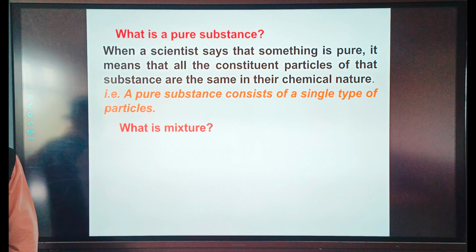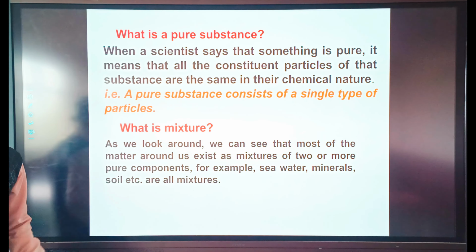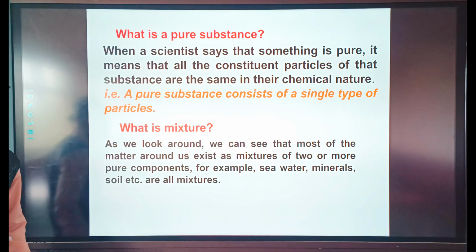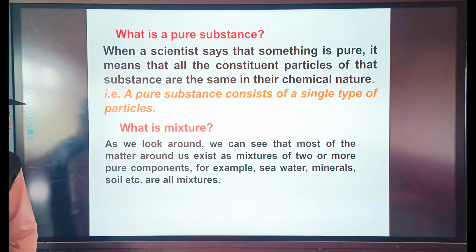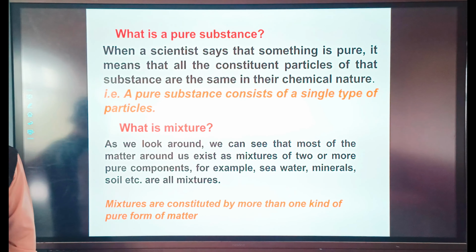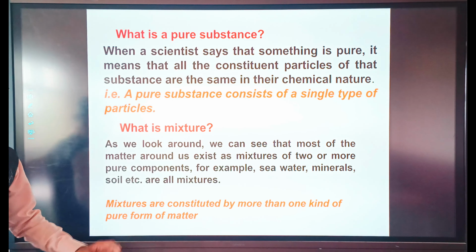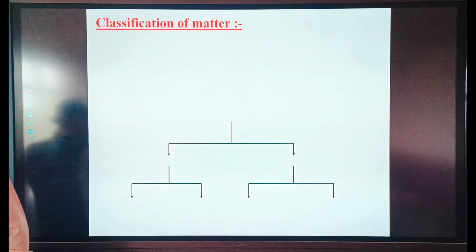Then what about the mixture? As we look around us, we can see that most of the matter around us exists as a mixture of two or more pure components. For example, sea water, minerals, soil, etc. When we talk about a mixture, many things are mixed up inside it. Mixtures are constituted by more than one kind of pure form of matter.